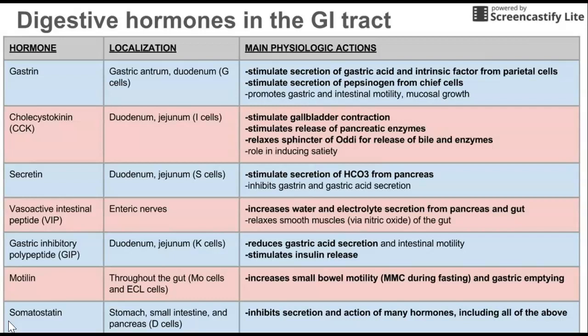This is also going to be released from the small intestine. Again, the duodenum and the jejunum, and the cells that specifically release these are called K cells. Its job is to reduce gastric acid secretion. Again, when we're talking about gastric acid, we're talking about hydrochloric acid, and also to reduce intestinal motility. So it's going to slow these processes down. It is also going to stimulate insulin release in order to help balance or regulate our blood sugar levels.